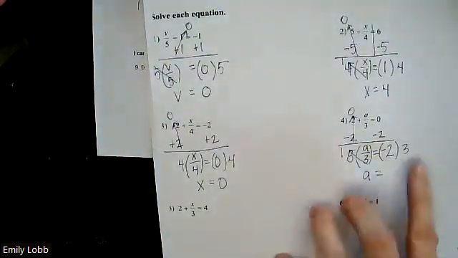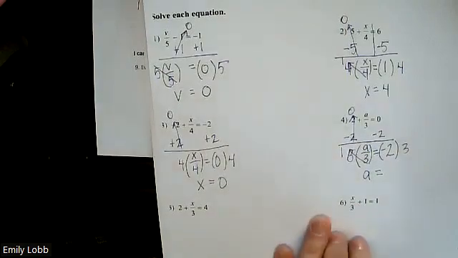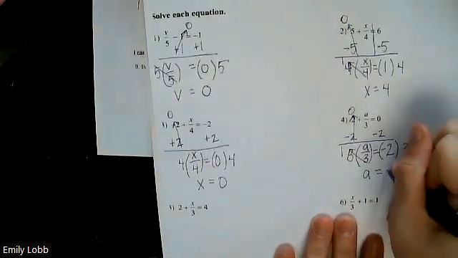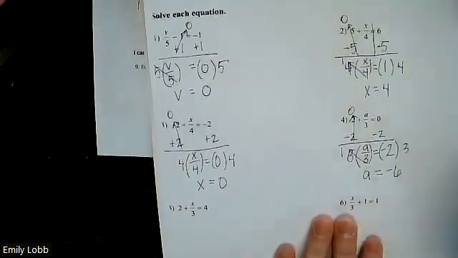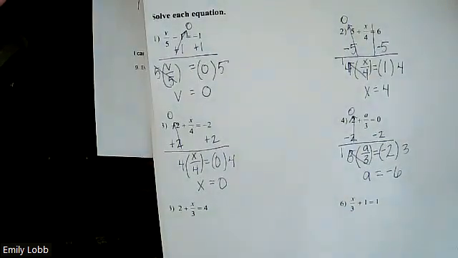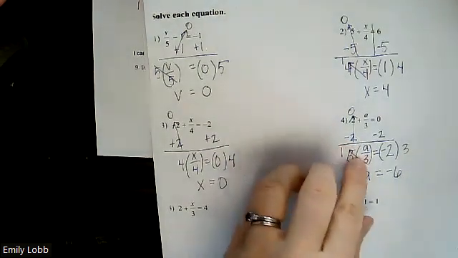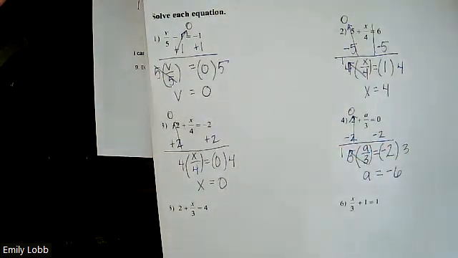A is equal to, what's -2 times 3? -6. Good. So again, we have to remember today that that fraction bar means divided by. Our parentheses we're using to show multiplication. So those are some things that maybe you missed out on, but you have to know, right?